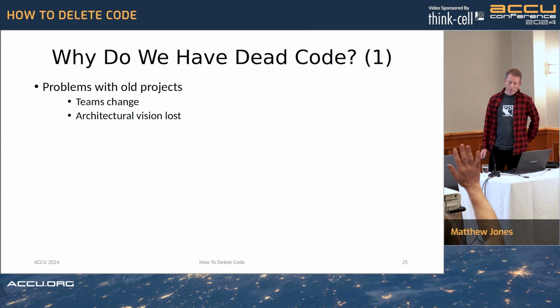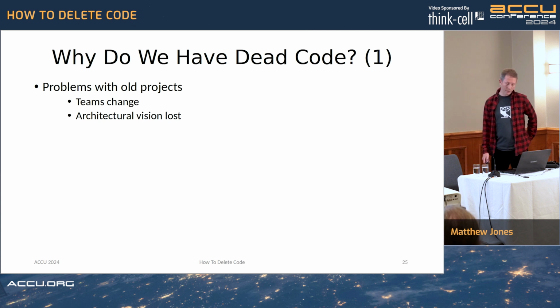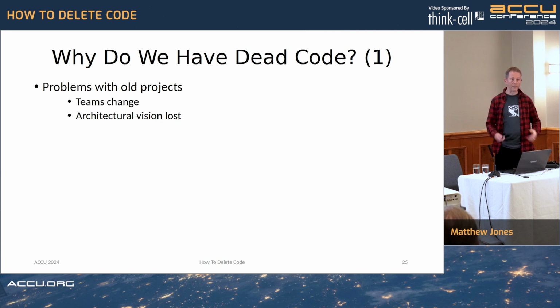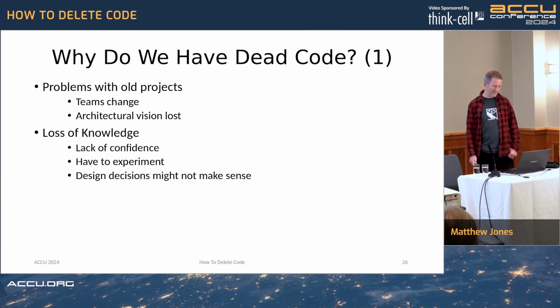So why do we have dead code? In old projects that are old enough for the team to change, or the company culture to change, or the requirements to change, or the technology to change, it can be old enough for the architectural vision to be lost, or the original team spirit to be diffused. And we can lose knowledge, basically. And lost knowledge in the development team can lead to these kinds of problems.